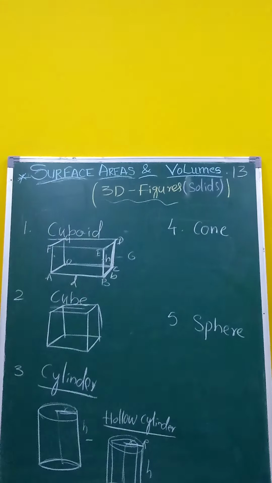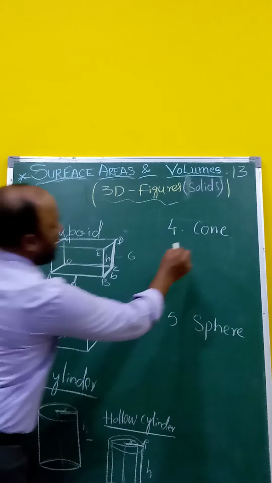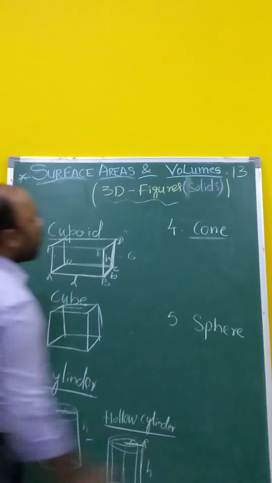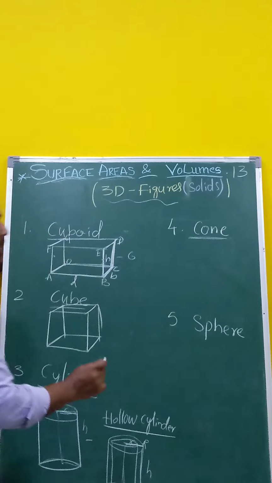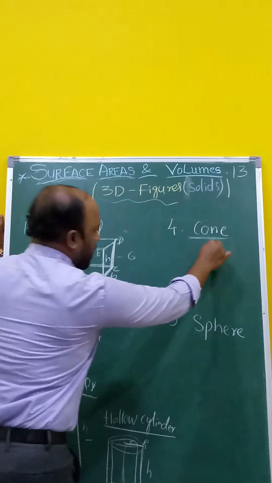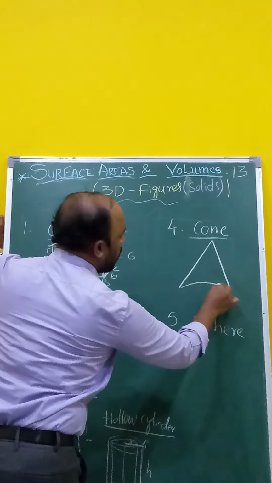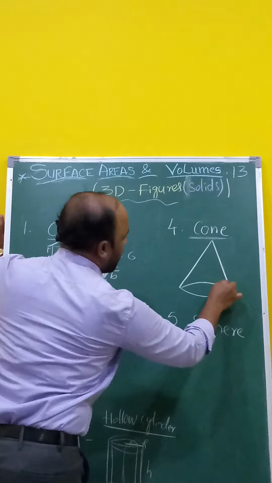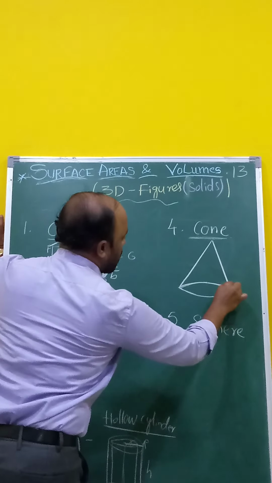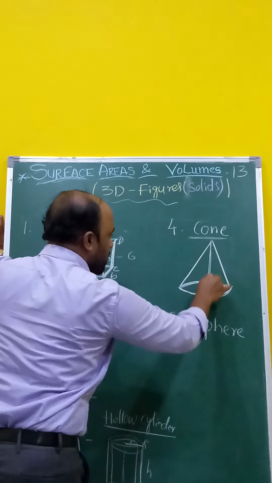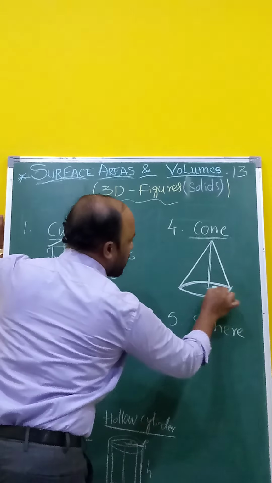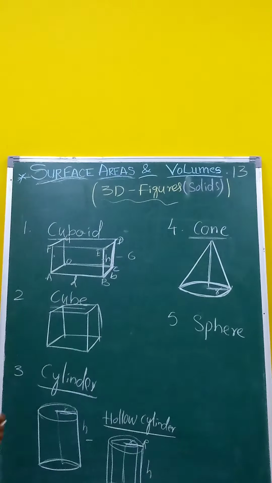It's the height. Next, come to the cone. This is a new concept for you. It's exactly like a birthday cap, or an ice cream cone. The base is like a circle, and this one is the height, and this one is again R. Height and radius.